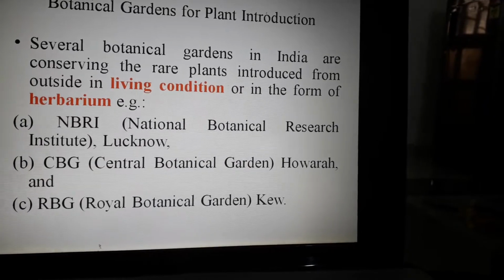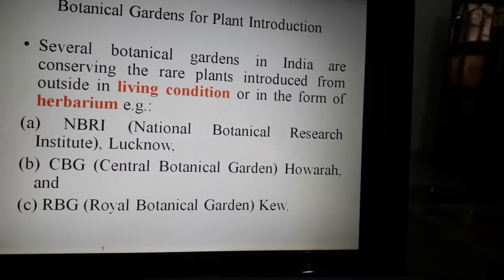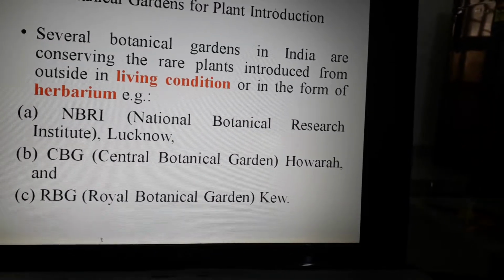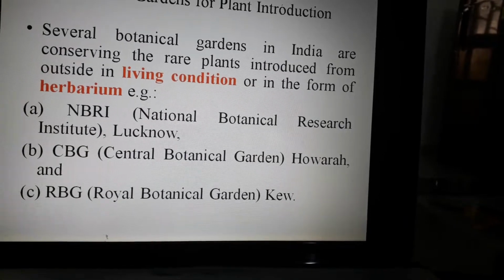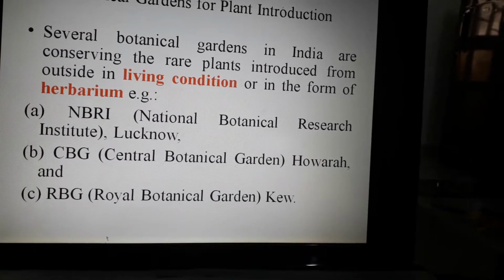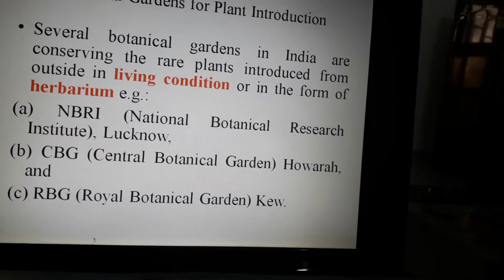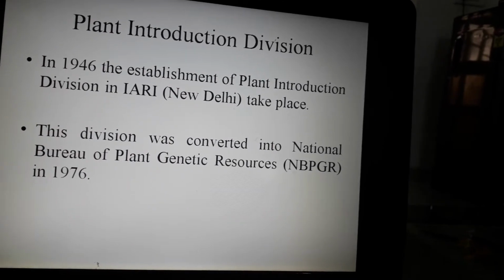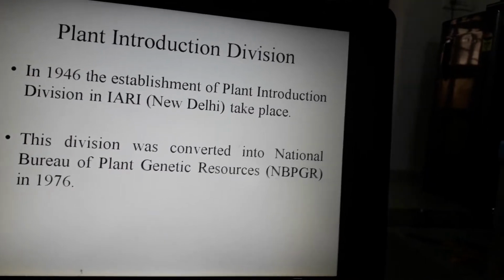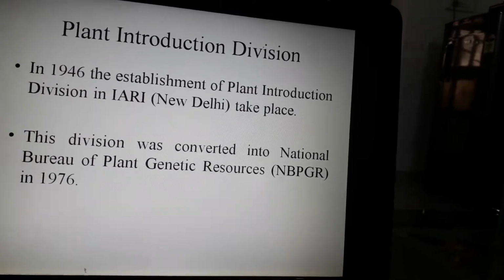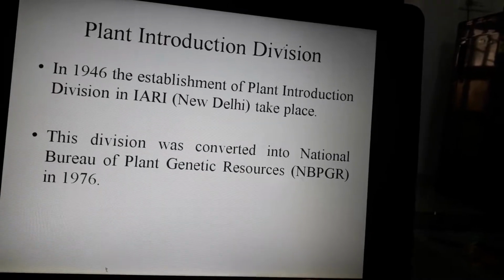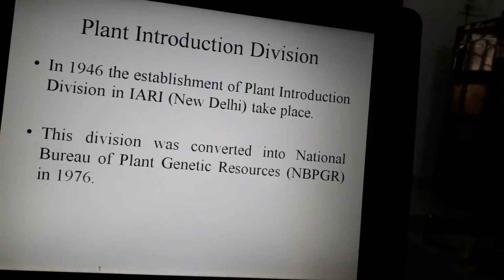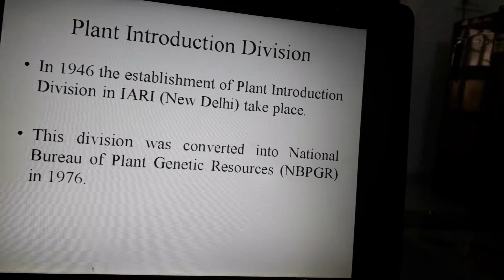Now comes the second institute where we can go for plant introduction, the CBG. This is the Central Botanical Garden and it is present in Howrah. In the same manner, the third place is the RBG, known as the Royal Botanical Garden, which is present in Kew. So besides these three locations, in our country we established a new institute, known as IARI. IARI was established in 1946 with the aim of plant introduction.